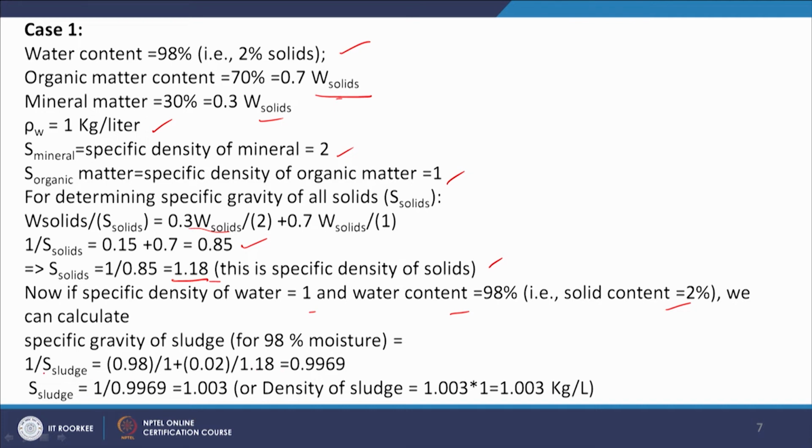So, by solving this expression we are getting 1 by S sludge equal to 0.9969, or S sludge is equal to 1 by 0.9969, that is equal to 1.003, or density of sludge is equal to 1.003 into 1. So, 1.003 kg per liter.